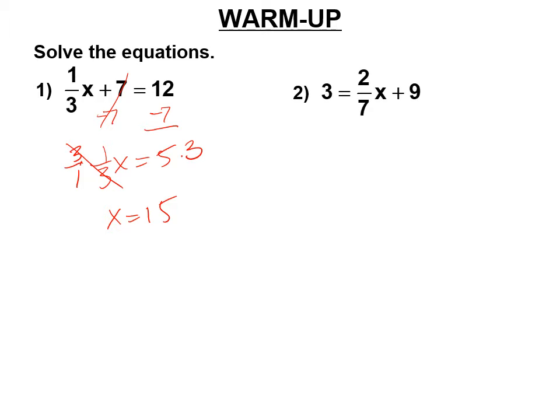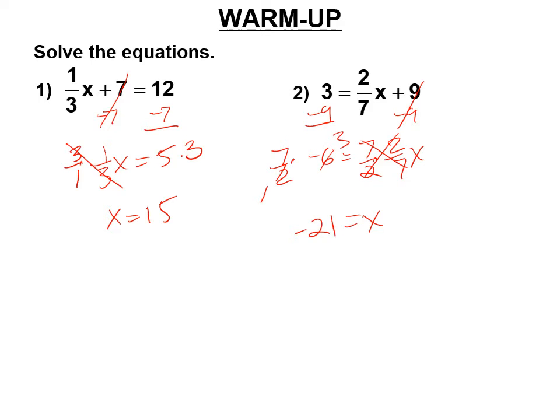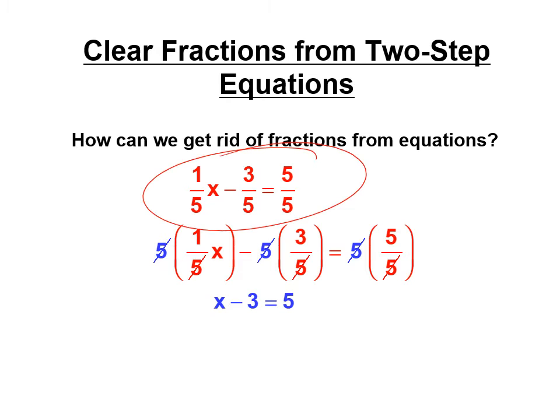Here, x is 15. Here you subtract 9 from both sides. 3 minus 9 is -6. Multiply both sides by 7/2. And 2 makes that -3, and -21 equals x. But now we're going to have fractions all over the place.